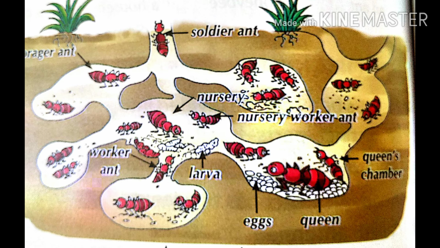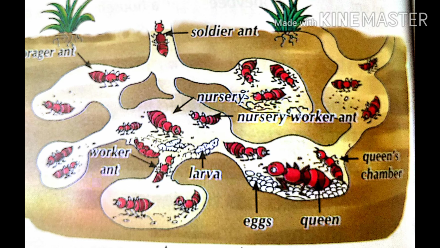Worker ants have 4 different types as per their work. Soldier ants are mostly found guarding the opening of the nest. Next, forager ants leave the nest in search of food for all. Nursery workers take care of the larvae that hatch from the eggs. And cleaner ants are responsible for cleaning the entire ant nest.